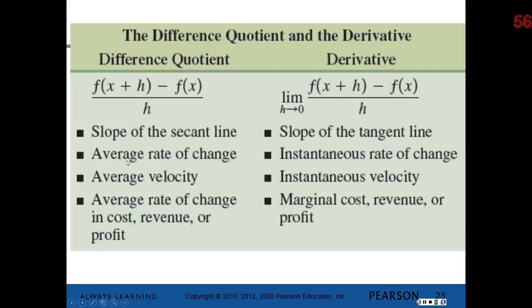It's not an average rate of change, it is an instantaneous rate of change, a rate of change at one single point. So it's the instantaneous velocity. It's also called the marginal cost, revenue, or profit. Average rate of change is not marginal rate of change. Okay, marginal is the derivative. Average is still the difference quotient.